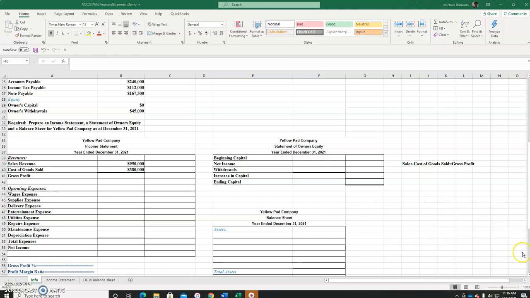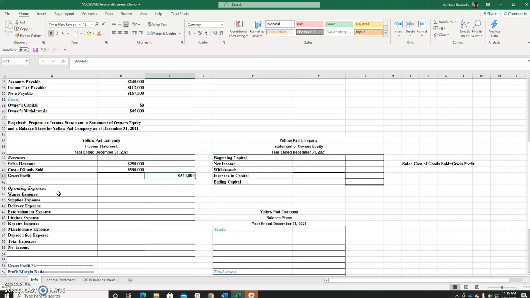So what we can do is take our sales, and don't worry about the Excel stuff right now. We'll probably go over that at a later time. Okay, but we're taking our sales minus our cost of goods sold, and that's giving us a gross profit of $570,000. Now, I have to use that to put towards my regular old operating expenses like wages, supplies, delivery, etc.